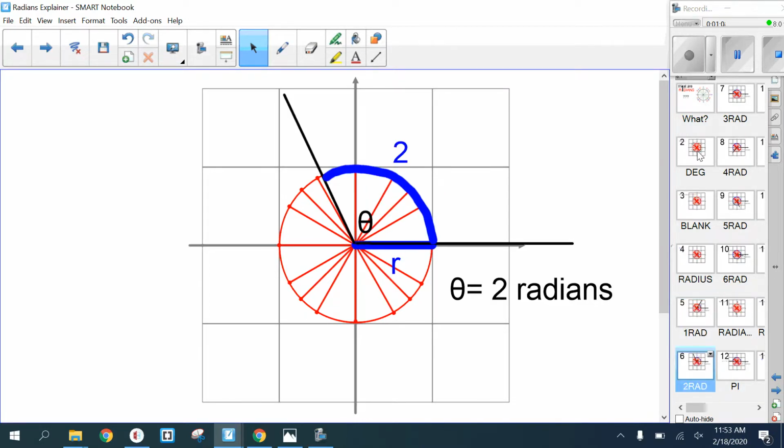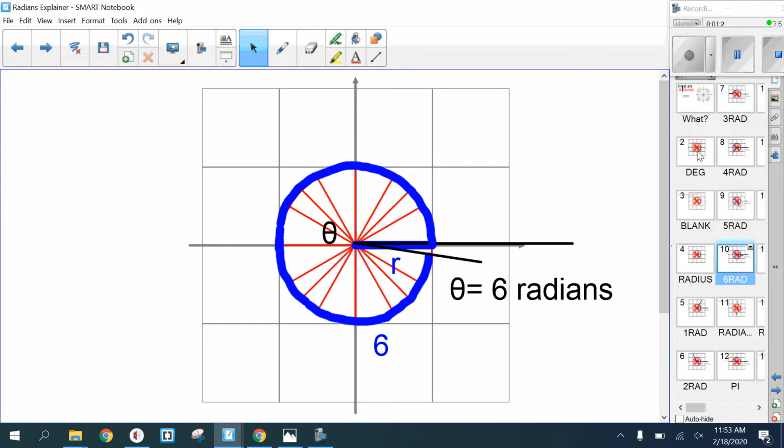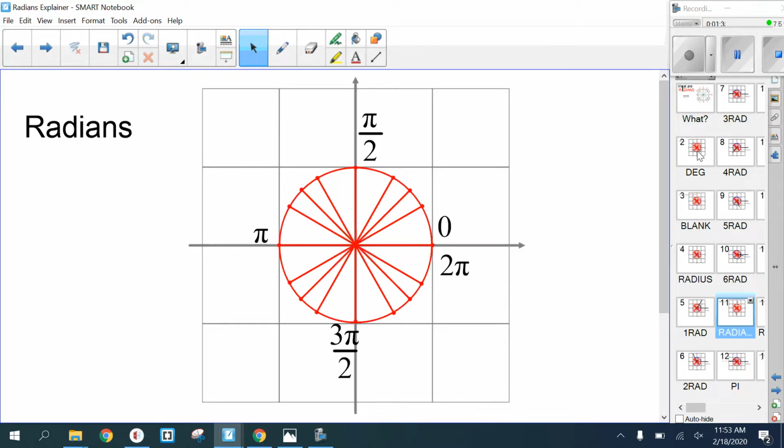So here's 2 radians. I would just take that radius distance and travel around the circle 2 radiuses, or 2 radians. There's 3 radians. Look at that angle. An angle of 4 radians, 5 radians, 6 radians. You can see 6 radians almost goes all the way around 360 degrees. Oops, we're not allowed to say 360 degrees. We have to talk in radians.